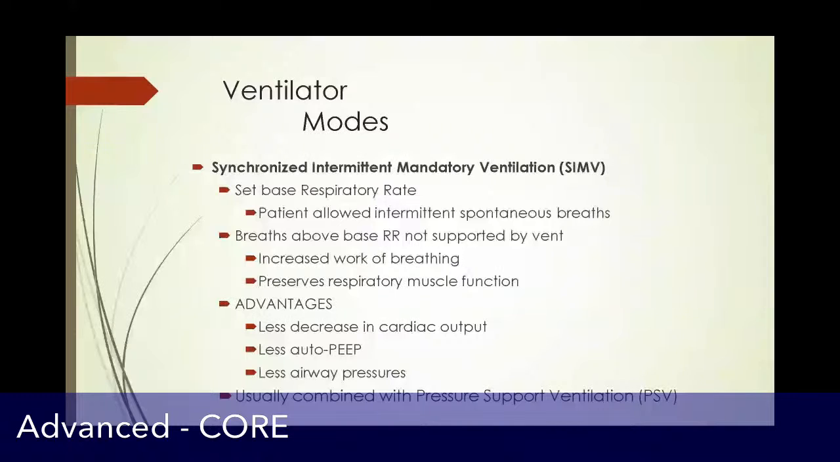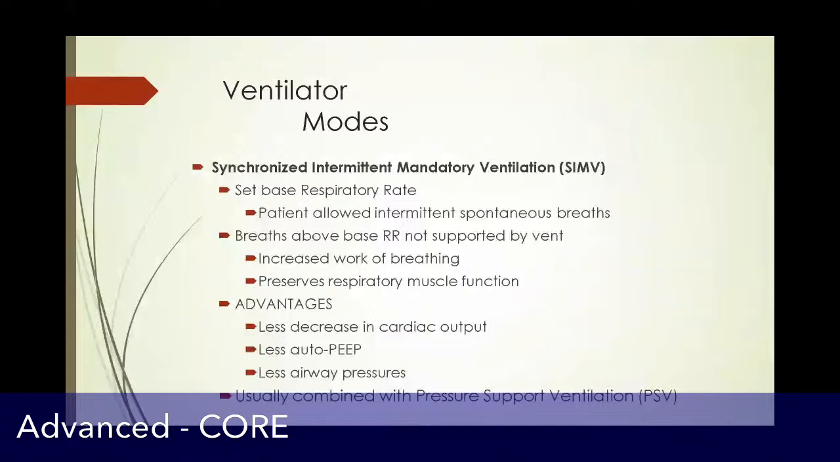So this can increase the work of breathing, but the positive is that your respiratory muscles, your diaphragm, your intercostals, everything is still going to get a workout, and you're going to be able to keep that breathing function. So when you want to take them off the ventilator, they'll be more ready.